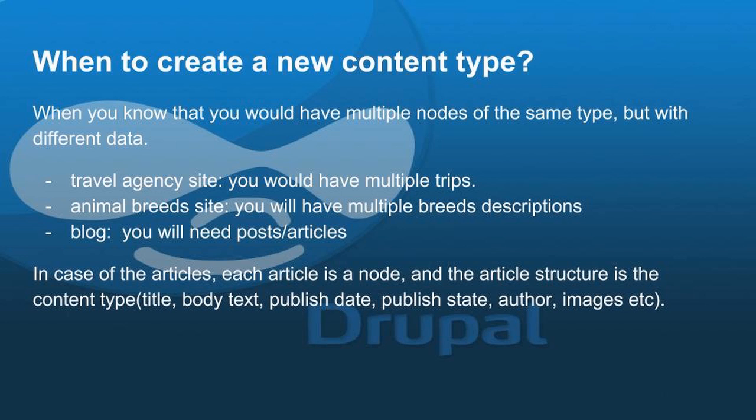Let's take the case of the articles. Each article is a node. On a site, you can have multiple articles. All articles belong to the same content type. The article structure is the content type. By structure, I mean the title field, body, publish date, author, images, etc.